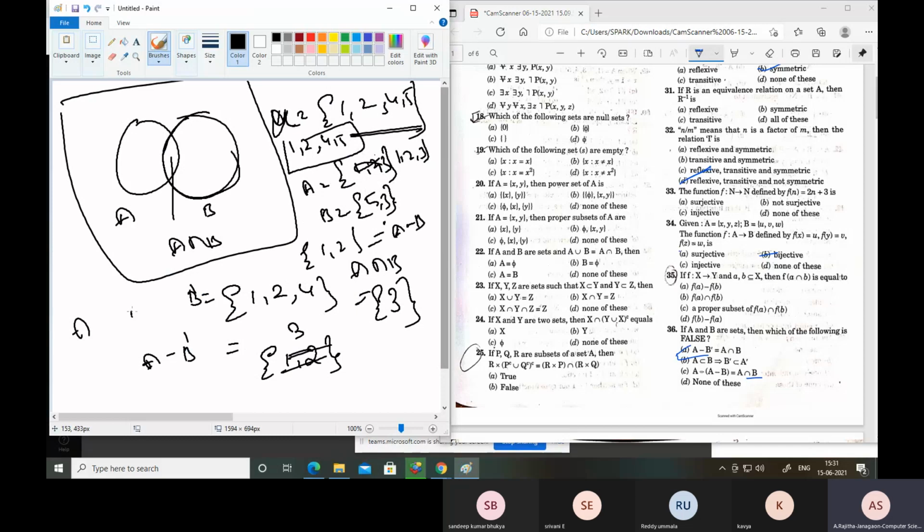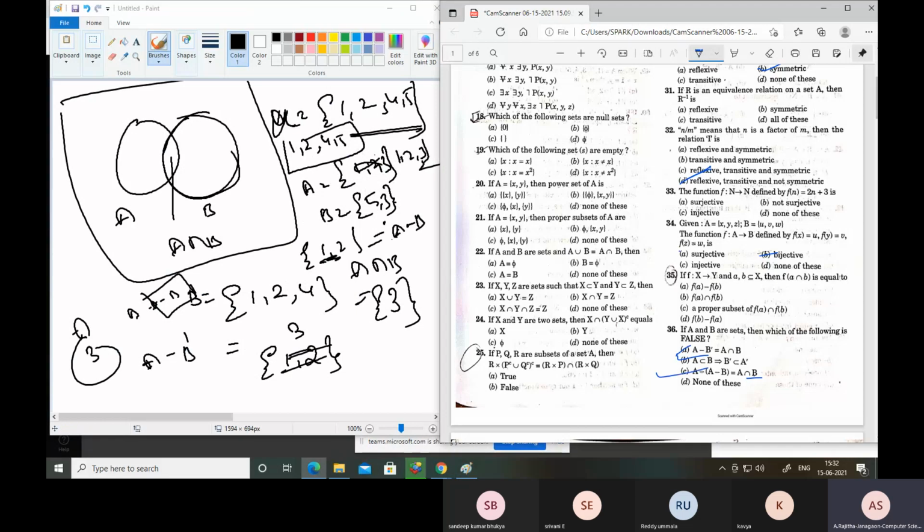What is A minus of A minus B? Here the element is in A but not in this. So in this case, only 3. So this is A intersection B. So all these 3 are correct.